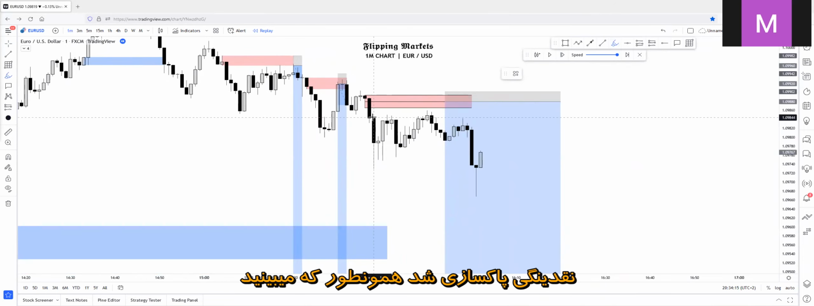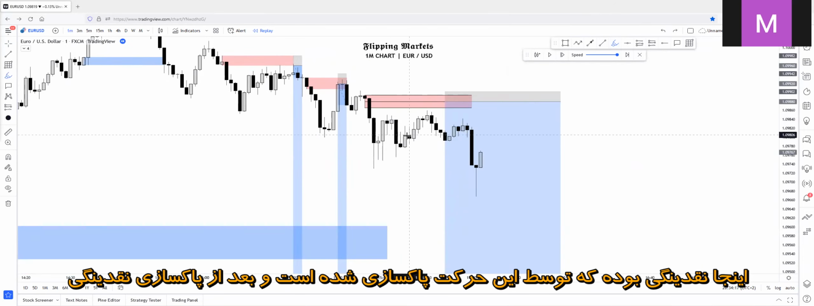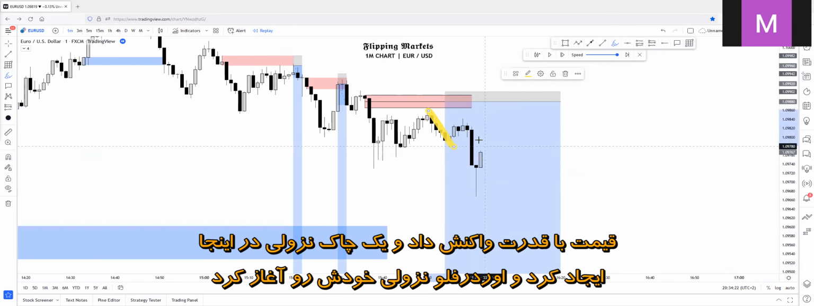Liquidity has been swept, as you can see. Here was the liquidity. This liquidity has been swept with this movement. And after the liquidity sweeping movement, price reacted strongly, created another change of character to the downside here, and started to continue the overall bearish order flow to the downside.